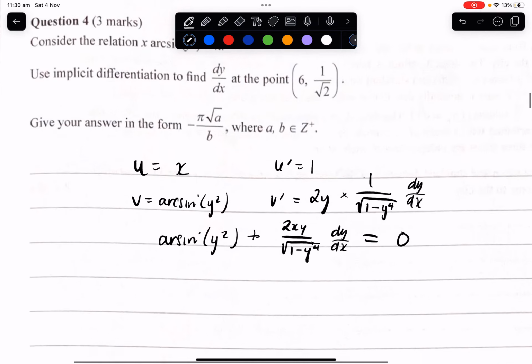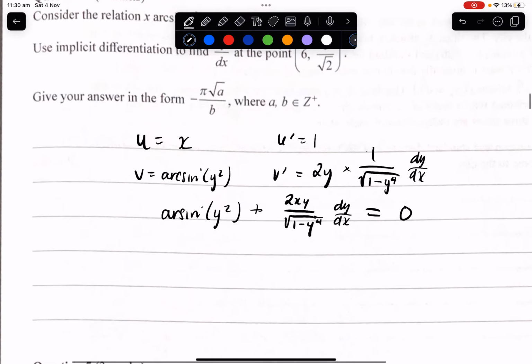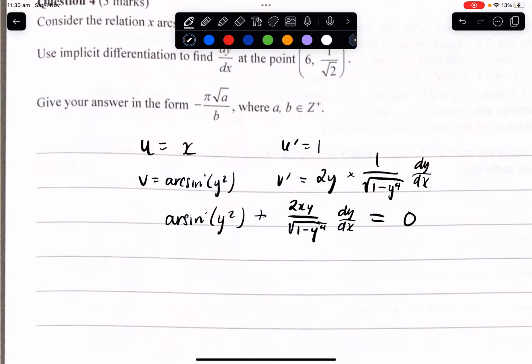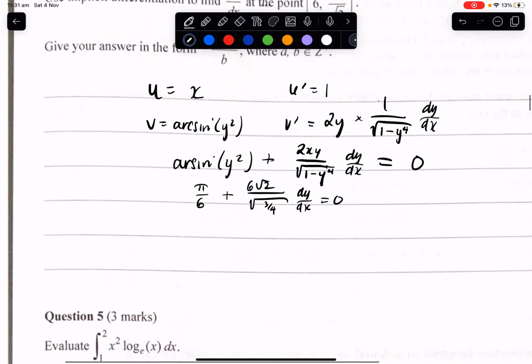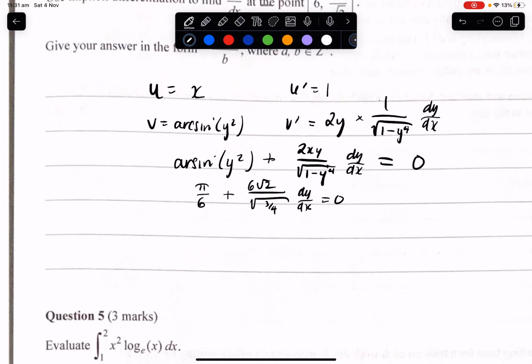I'm just going to sub in 6, 1 on root 2 from here. So that would be sine inverse of 1/2, which is pi on 6, plus 2 times x is 12, times root 2 on 2. So that'll be 6 root 2 on the square root of 1 minus y to the 4. So y squared is 1/2, and then square that again is 1/4. So that's 1 minus 1/4, or 3/4 dy on dx is equal to 0. And that means that 6 root, so I'm just going to write that as root 3 on 2.